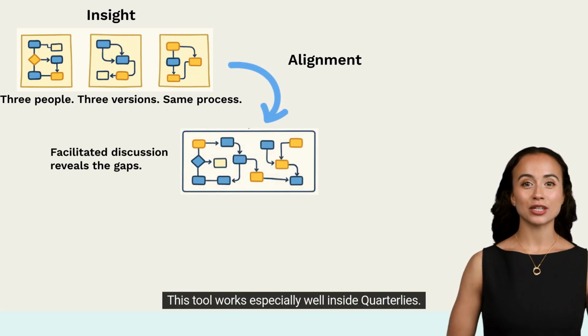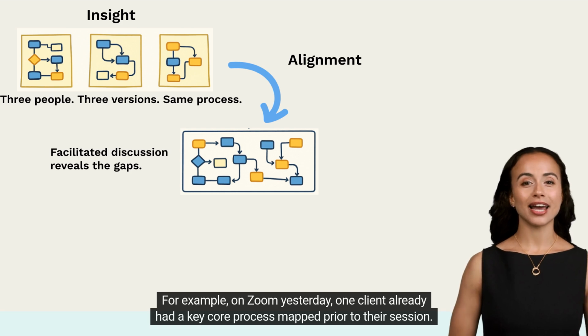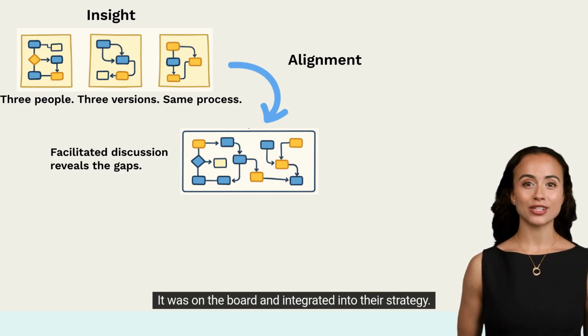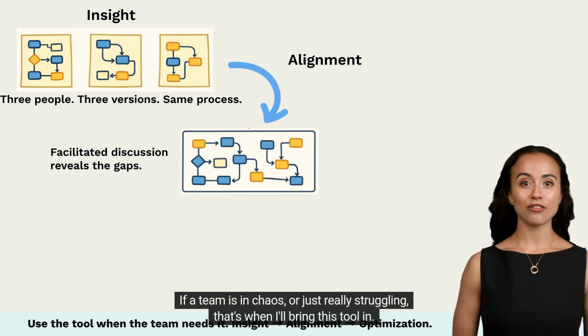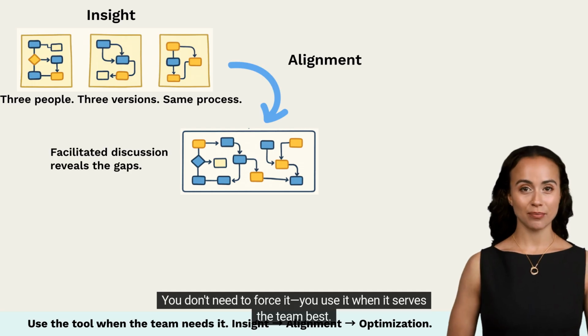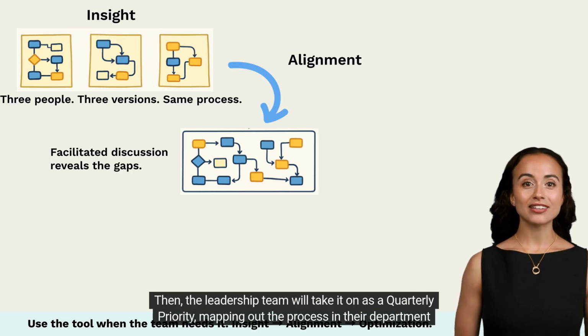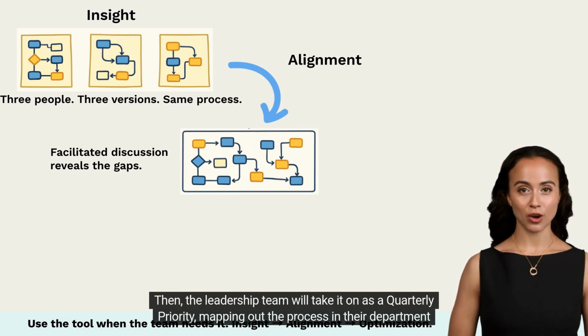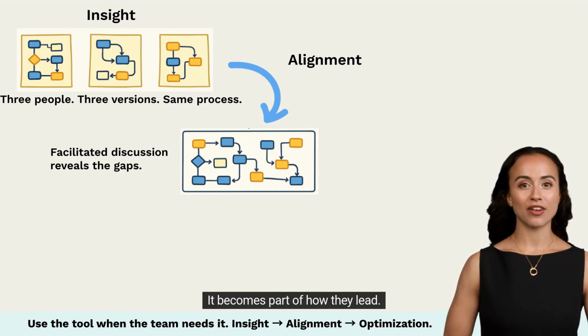This tool works especially well inside quarterlies. For example, on Zoom yesterday, one client already had a key core process mapped prior to their session. It was on the board and integrated into their strategy. When you have the tools, pull them as you need them. If a team is in chaos or just really struggling, that's when I'll bring this tool in. You don't need to force it, you use it when it serves the team best. Sometimes I'll do a short 1-hour training inside a quarterly. Then the leadership team will take it on as a quarterly priority, mapping out the process in their department with their people. It becomes part of how they lead.